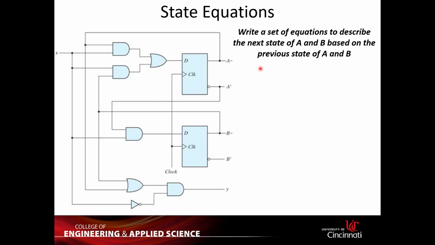Now what I want you to do, you can pause this if you want: write a set of equations that describe the next state of A and B based on the previous state of A and B. I will start here. I will describe the next state as t plus 1, and if you have the next state as t plus 1, the previous state will be t, right?